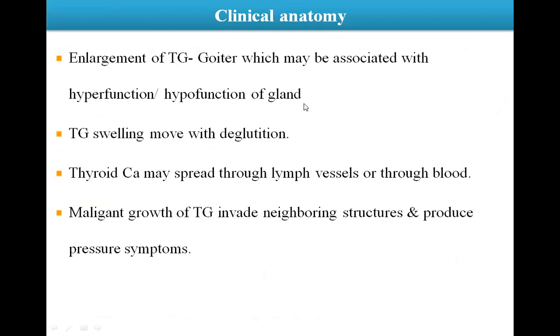Coming to the clinical anatomy, enlargement of the thyroid gland is known as goiter, which may be associated with hyperfunction or hypofunction of the thyroid gland. Thyroid swelling moves with deglutition. We already saw why it moves with swallowing or deglutition. Thyroid carcinoma may spread through the lymph vessels or through the blood. Malignant growth of the thyroid gland invades the neighboring structures and produces pressure symptoms.